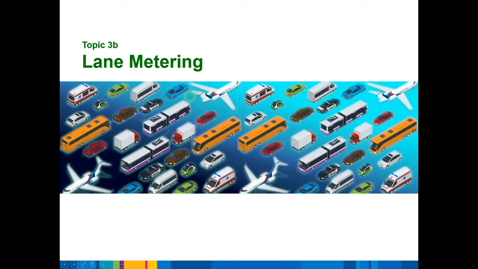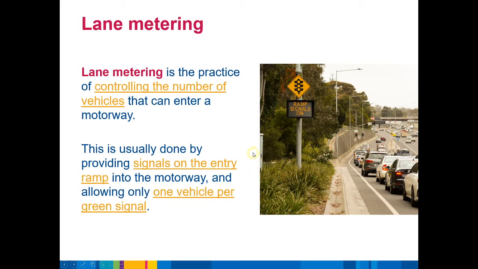Okay, so let's get stuck into lane metering for a few more minutes and then we will take a break. Lane metering is the practice of controlling the number of vehicles that can enter a motorway. If you've been into Melbourne and you've used a ramp from a Melbourne street onto a Melbourne highway or freeway, you will have seen these signs, ramp signals on. You will have seen this arrangement with a stop line and with a discrete number of vehicles being released every 8 to 10 seconds.